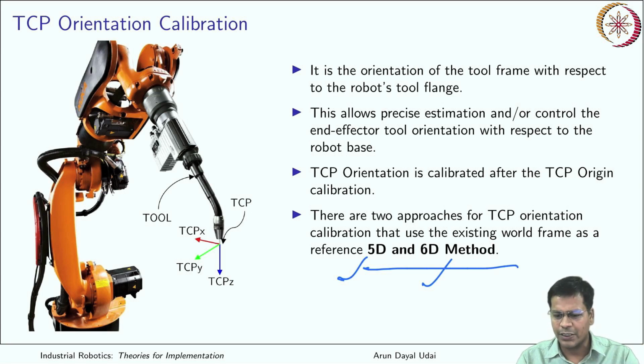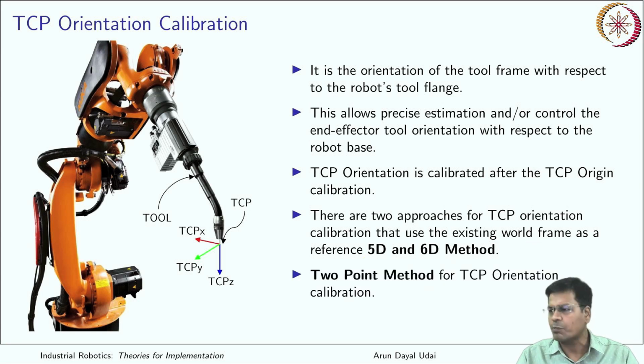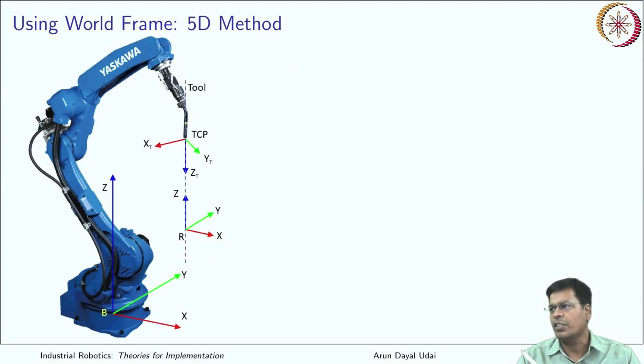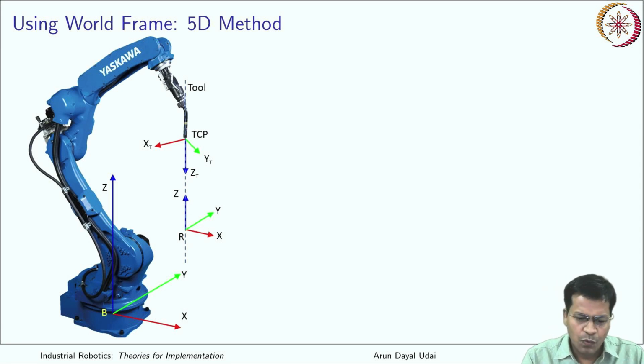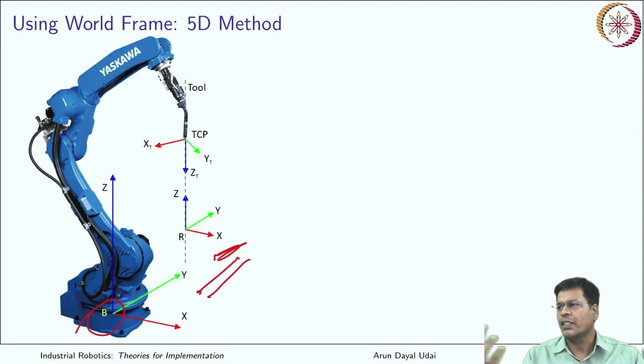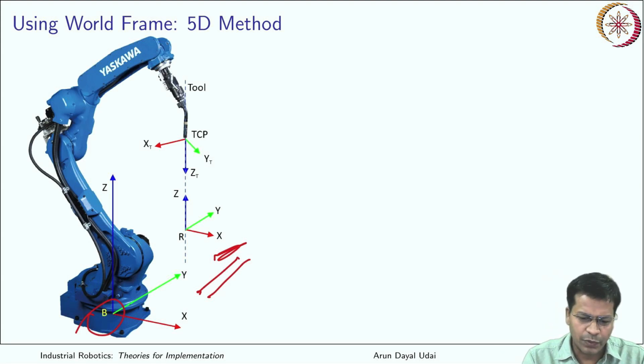These are the two methods that use the world frame, and the next method is a 2-point method for TCP orientation calibration. Let us begin with one of them, the 5D method to begin with. It uses the world frame. Now you see this is the reference frame. This is your robot's base frame. Both are parallel to each other. They are just translated by some distance along X, Y and Z, but both of them are parallel to each other. Now the tool frame is this one.